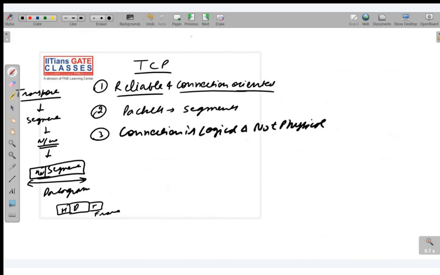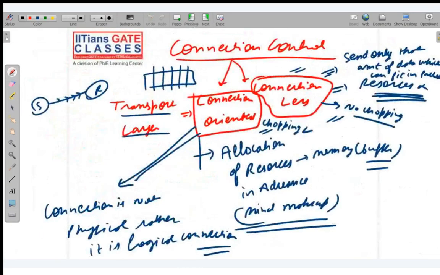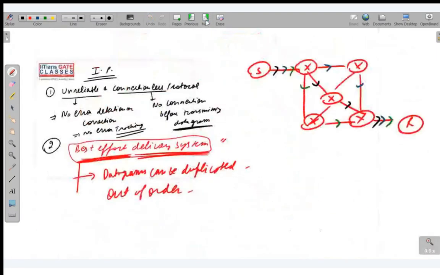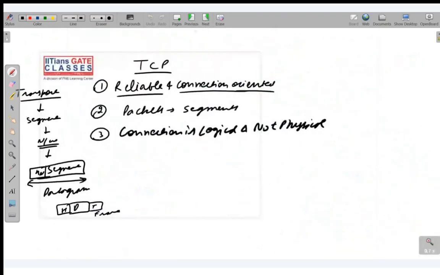See this. I have told you, no? Connection control, connection oriented, connectionless. Connection oriented means allocation of resources in advance. That is the mind makeup, or memory and buffers and so on, that they are allocated. Connection is not physical, rather it is a logical connection. So this is the basic meaning of connection oriented. Please do not say connection oriented means it is a physical connection. Physical connection would mean all the segments will transport on the same path. No, segments cannot be transferred on the same path because they are ultimately carried in the internet in datagrams, and datagrams will go by different paths. So connection is logical and it is not physical.